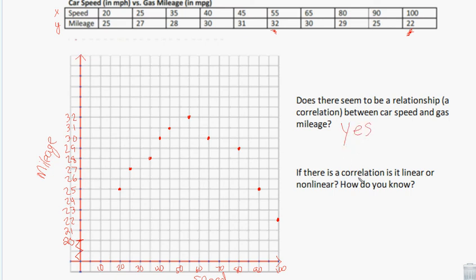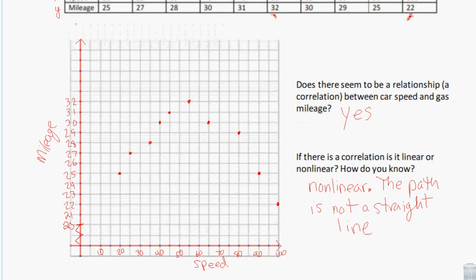If there is a correlation, which there is, is it linear or nonlinear? By looking at this, does it make a straight line? The answer is no. So there's a nonlinear path to the points. I'm going to say the path is not a straight line. So correlations can be linear and they can be nonlinear.